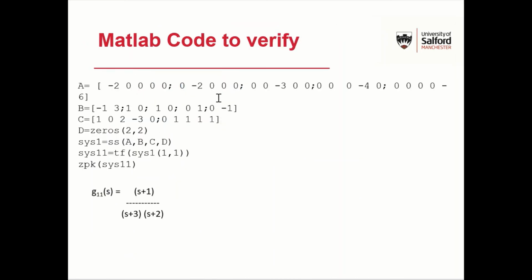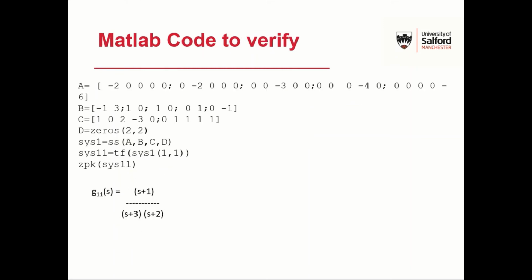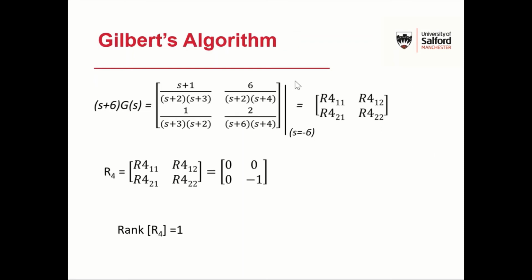And if we wanted to check this, we could enter the A, the B, the C, and the D into MATLAB, put sys1 as SS(A,B,C,D), and then we could pick up an individual transfer function. So we could pick up, say, number 1, 1, and that would come out as this. And then we could go back to our original transfer function matrix here, and confirm it's the same. So it's S plus 1 over S plus 2, S plus 3, and this one is S plus 1 over S plus 2, S plus 3. So we know, if we wanted to check, that we've been able to go from transfer function to state space, and then use MATLAB to go back from state space to transfer function.